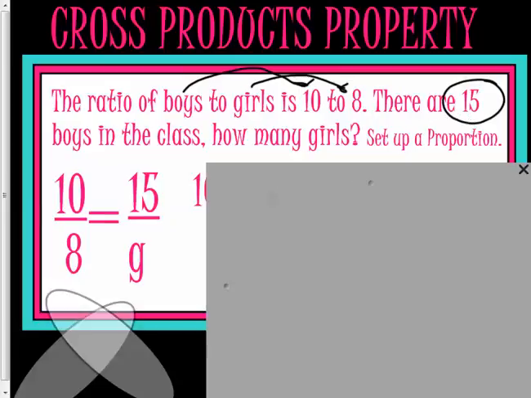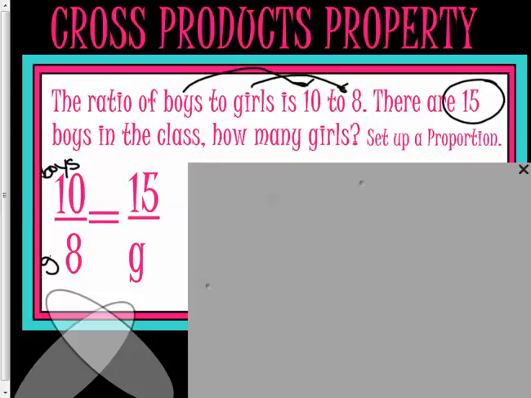So the first thing that we do is we set up a proportion. 10 boys to 8 girls. Now the key to proportions is that you have to keep their units the same. So if you know that there are boys and you put them in the numerator, then they must stay in the numerator over here with this 15. And your girls, since you put them in the denominator, must stay in the denominator.